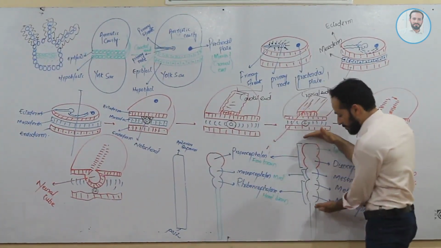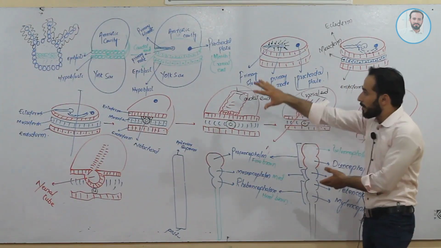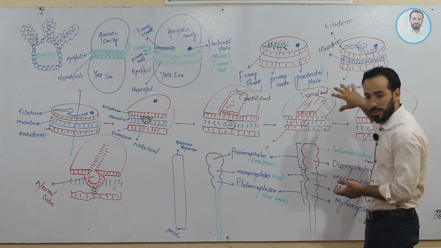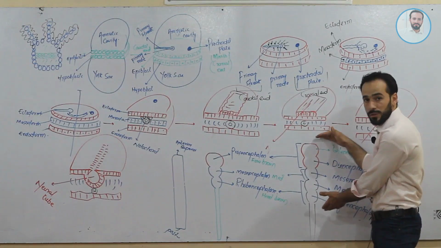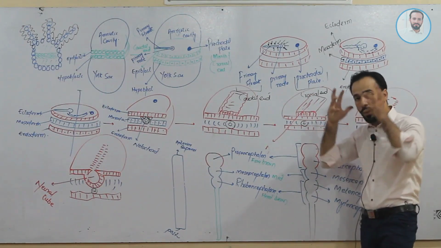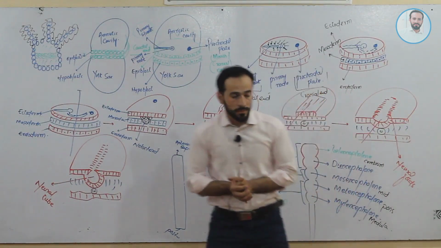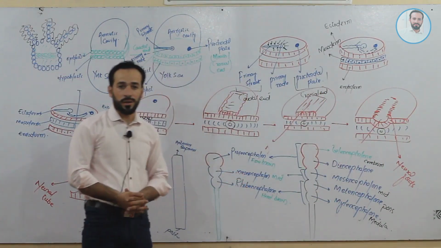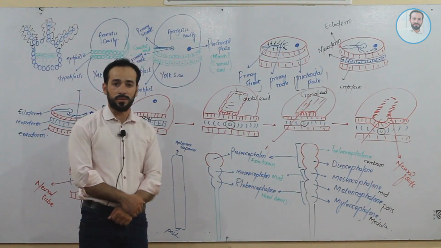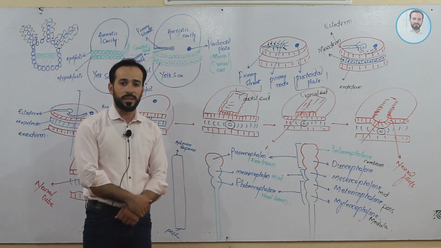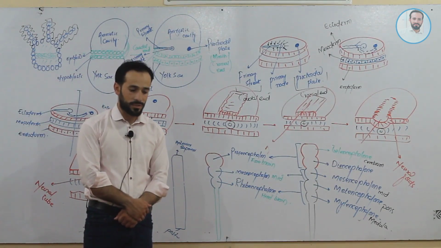We have developed this structure with the help of these, and next we will make the whole central nervous system from these structures, right? So friends, this was all about the development of the nervous system. In the next coming lectures we will discuss each part of the nervous system in detail.